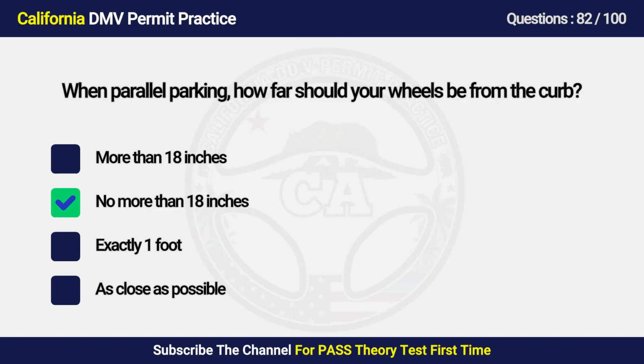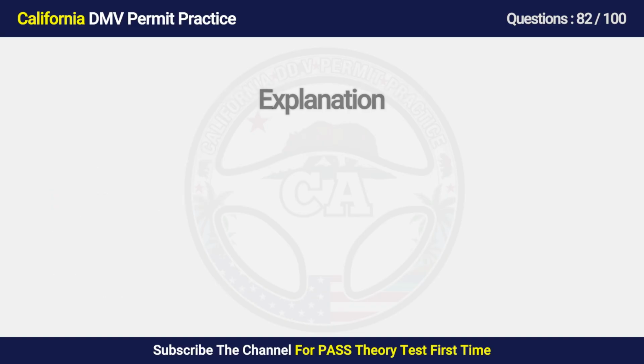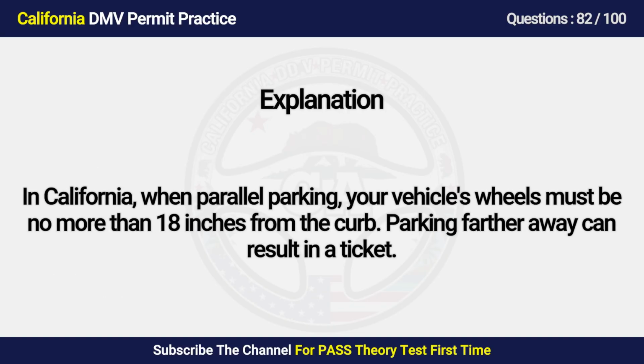Answer is B. No more than 18 inches. In California, when parallel parking, your vehicle's wheels must be no more than 18 inches from the curb. Parking farther away can result in a ticket.